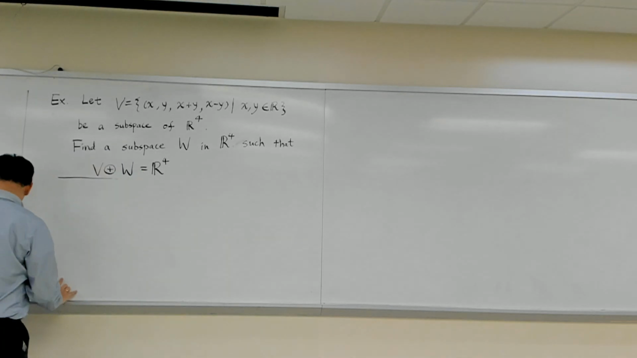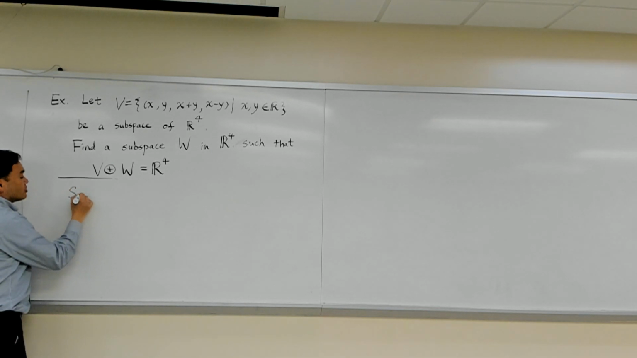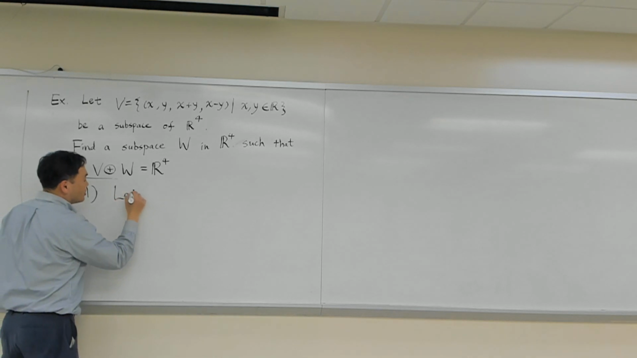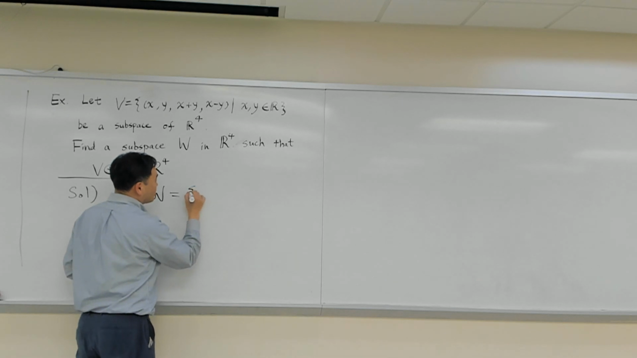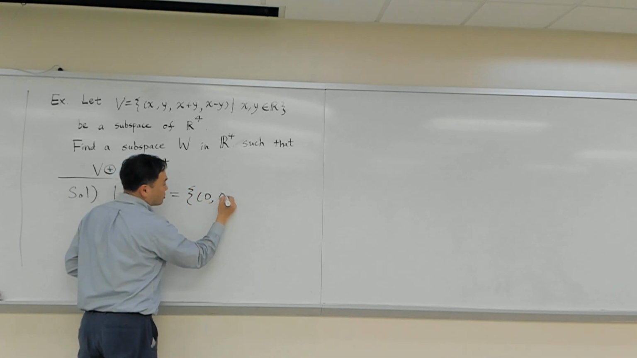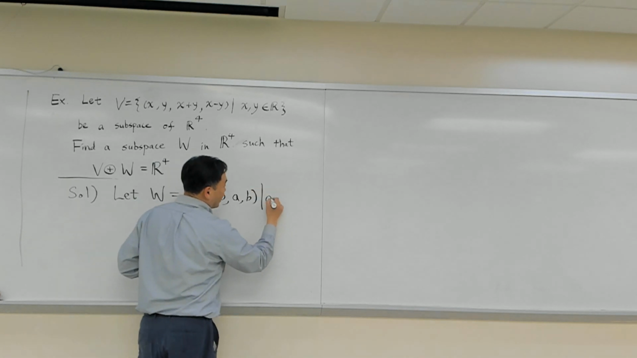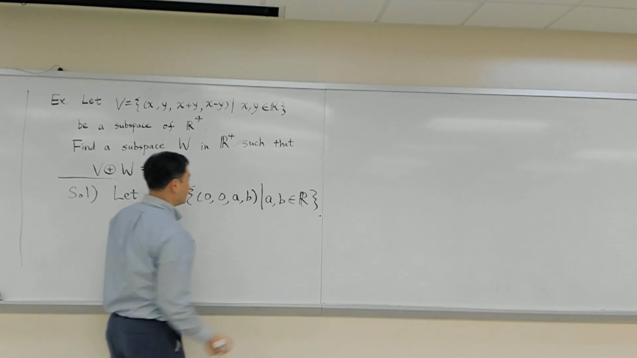Okay. So, solution. Let W equal (0, 0, A, B) with A, B in R. Okay.